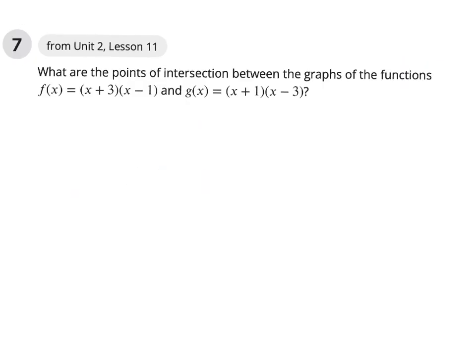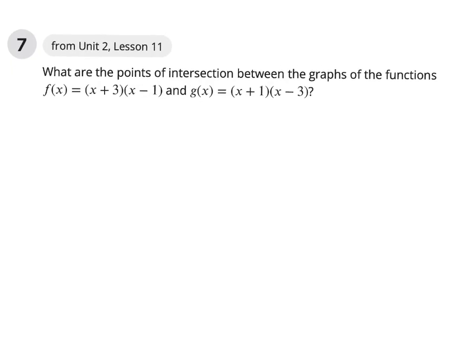Okay, what are the points of intersection between the graphs of the functions? So many of you opted to put these into the calculator, but let's do it the algebraic way. So we have to set these equal to one another. So what I'm going to do is turn them back into trinomials. I'm going to multiply these binomials.